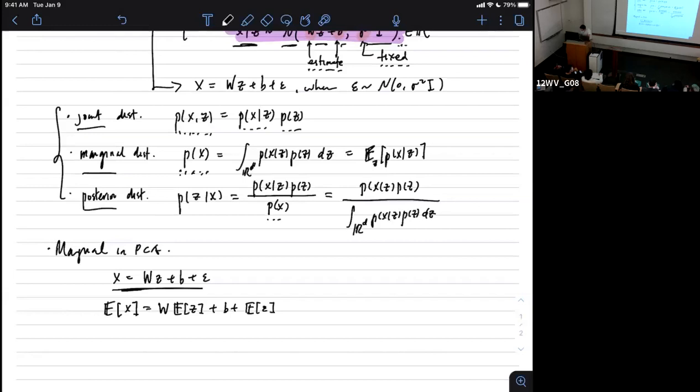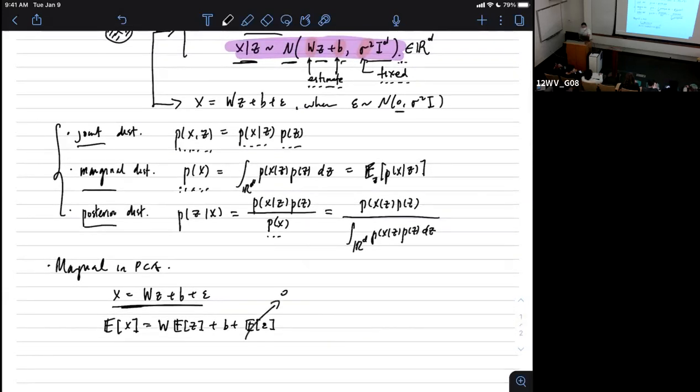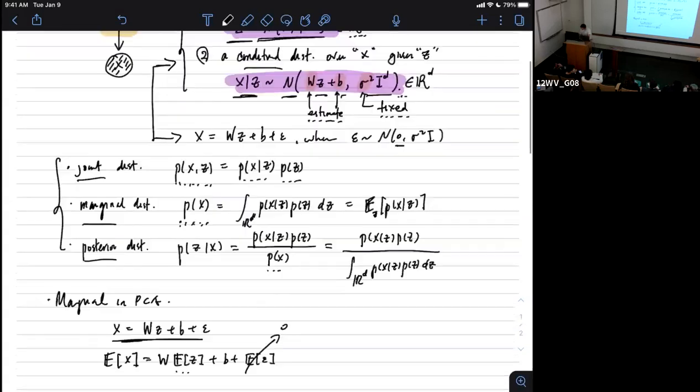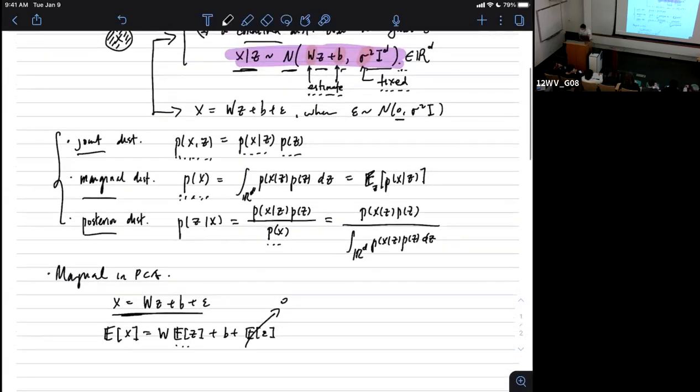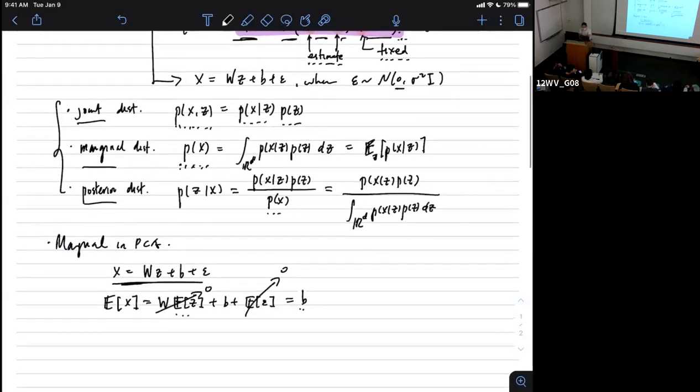Now, what was the expectation of epsilon above? If you recall here, it's 0. And then what is the expectation of z? 0. So this whole thing is 0. What that means is that the mean of the marginal distribution over x is just b, the bias vector. Now this actually tells us a lot, and this actually answers the repeated question that I got about what the bias does.